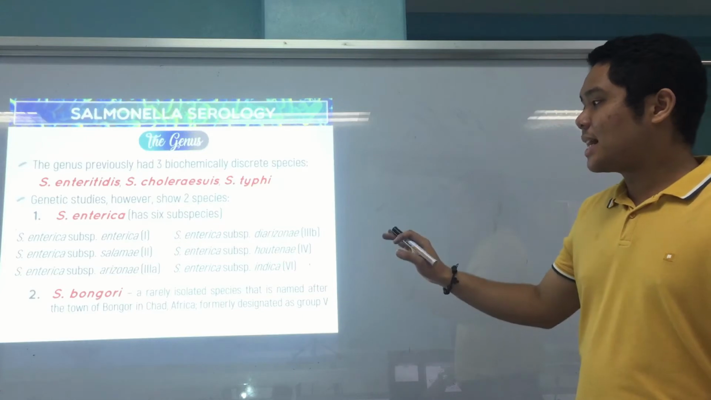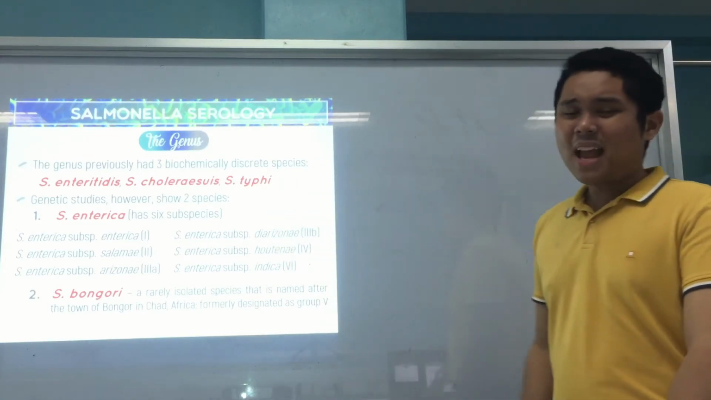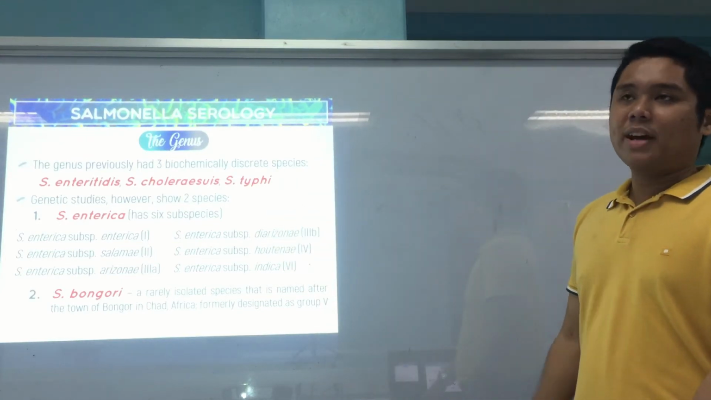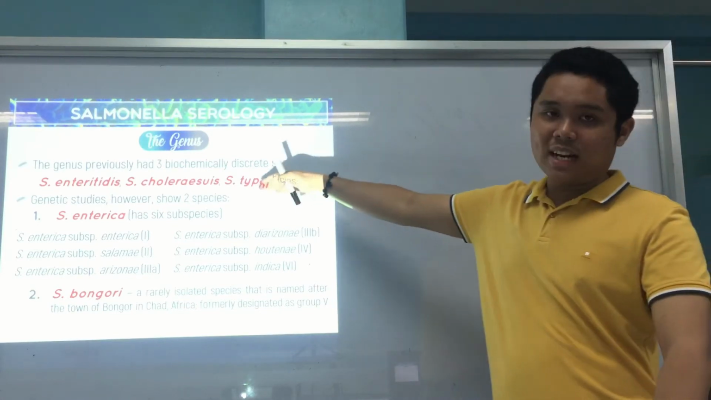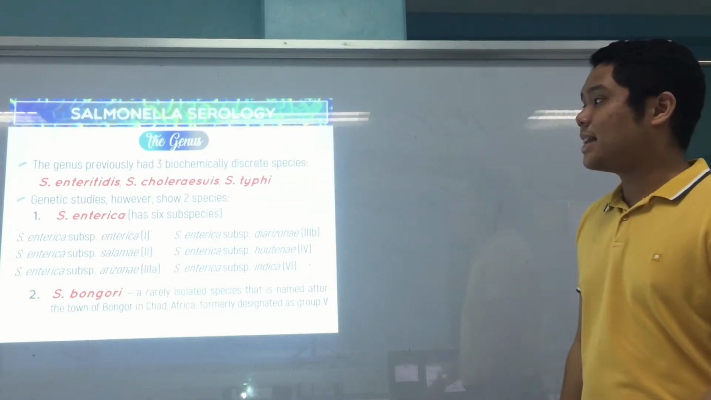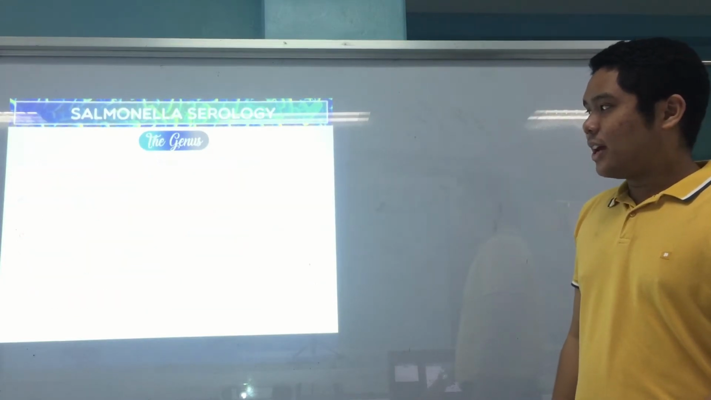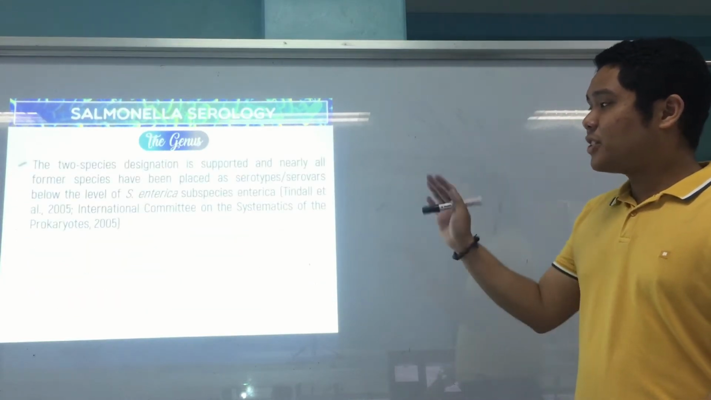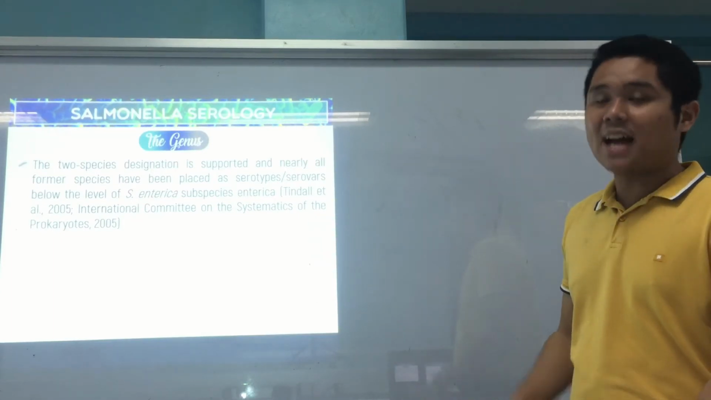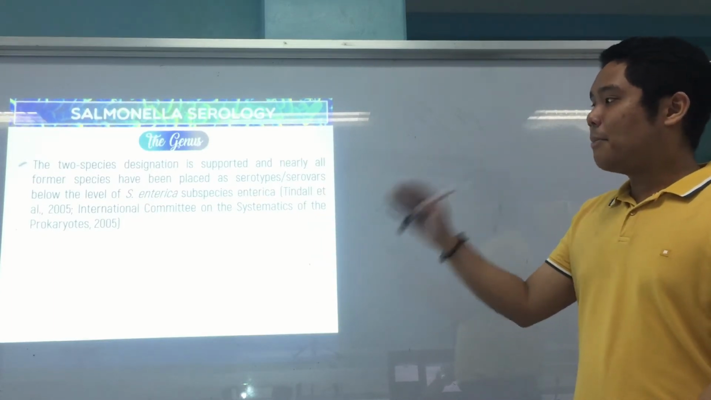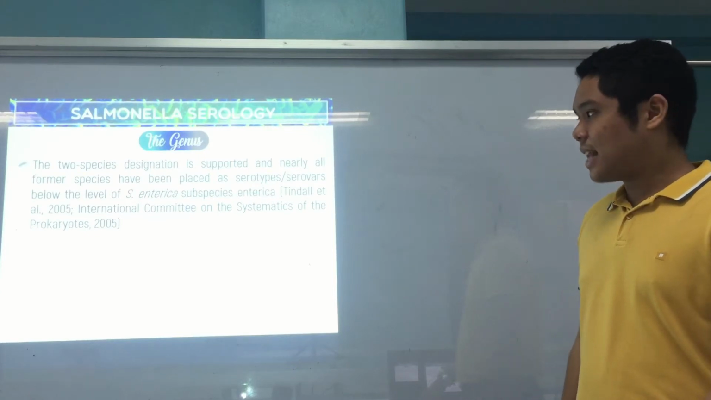So under Salmonella enterica you will find S. typhi and S. paratyphi. Generally, those were the first 3 species earlier: Enteritidis, Cholerasuis, and S. typhi. Now, the 2 species designation is supported, and nearly all former species have been placed as serotypes or serovars below S. enterica, subspecies enterica.